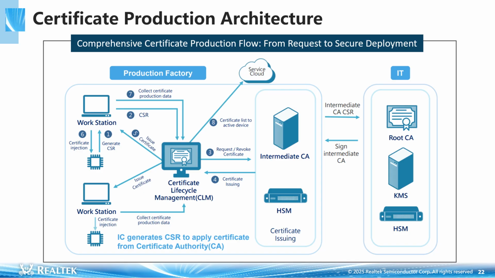It receives certificate requests, which are initially generated by the devices. These certificate requests are sent to a Certificate Lifecycle Management (CLM) system. The CLM forwards the request to the Intermediate CA, which validates and issues the certificate. This issued certificate is then securely written back to the IC, following the original request path, ensuring the authenticity and integrity of the deployment process.